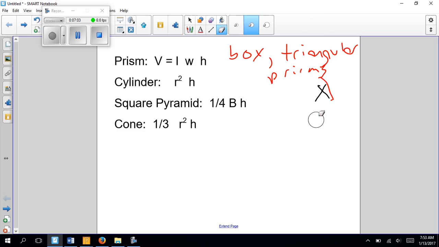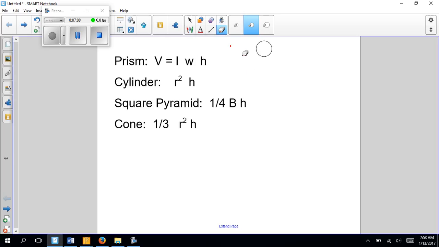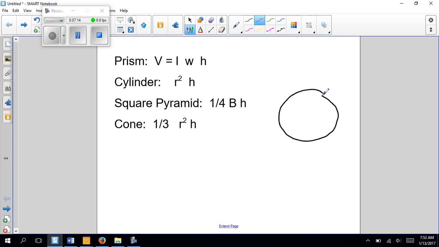And then the last one is a sphere. A sphere is just a ball. That's all it is. So if you want to see what it looks like, a sphere, really just a ball, you'll see little dotted lines like this, just to show that it's a 3-dimensional shape.